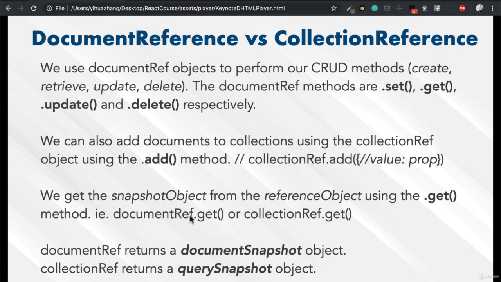But again, the snapshot object we get back from calling .get. So we either call documentRef.get or we call collectionRef.get. CollectionRef also gives us back a snapshot of the collection, but it's different from what we're going to use in our current code. But it's just good to know that this is something that you might possibly have to do. And of course, from the document ref, we're going to get a document snapshot. So let's actually take a look at that.